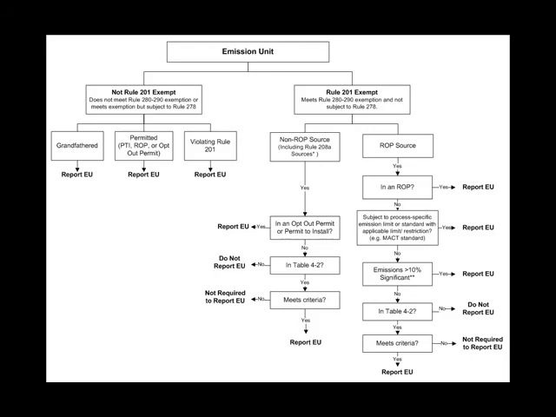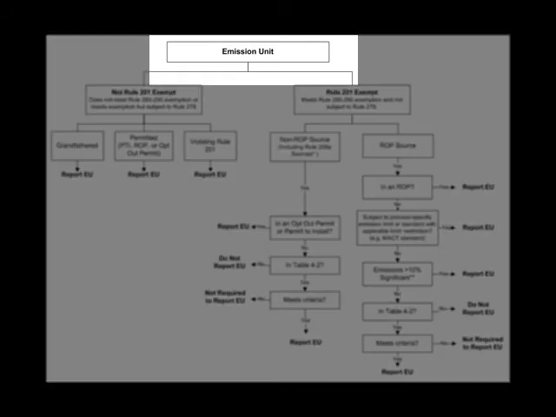Now if you look at page 29 of the MAERS workbook, it contains some guidelines to help you determine whether or not you should include that unit in your MAERS report. There's also a decision tree, like the one shown on the screen here, that will help you as well. And so as you can see, whether or not it needs to be included really depends on whether it's considered Rule 201 exempt or not. Let's take a minute and take a look at this decision tree. At the top you see we have all of our emission units.